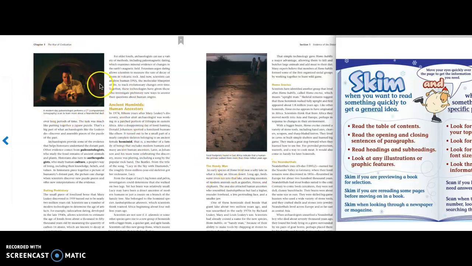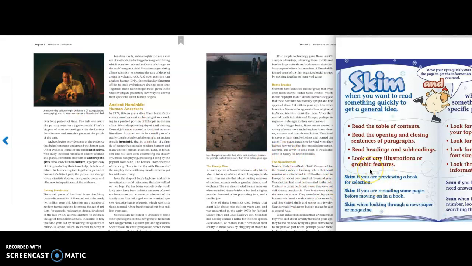Look at the illustrations. So if you look here, it's a man looking at a skull. We can make an inference that this is probably the skull of either a Neanderthal or anything discussed here. It says a modern day paleontologist performs a CT scan to learn more about a Neanderthal skull. And then here we can read the features underneath this graphic, fossil footprints found in East Africa indicate that a human-like primate walked there more than 3 million years ago. So this would go along with this. This would go along with Neanderthals.